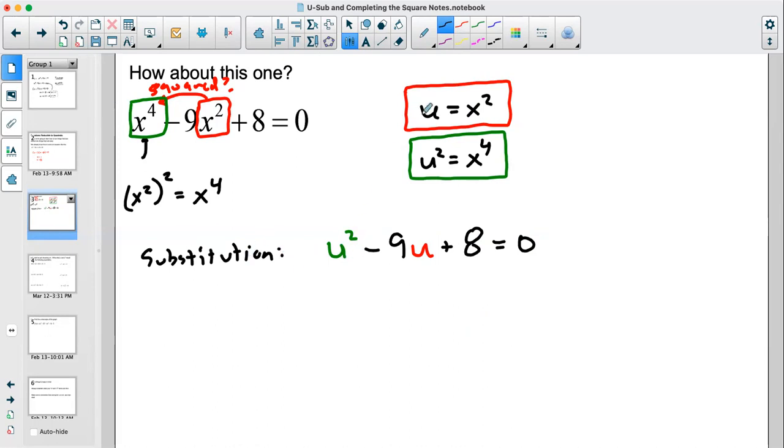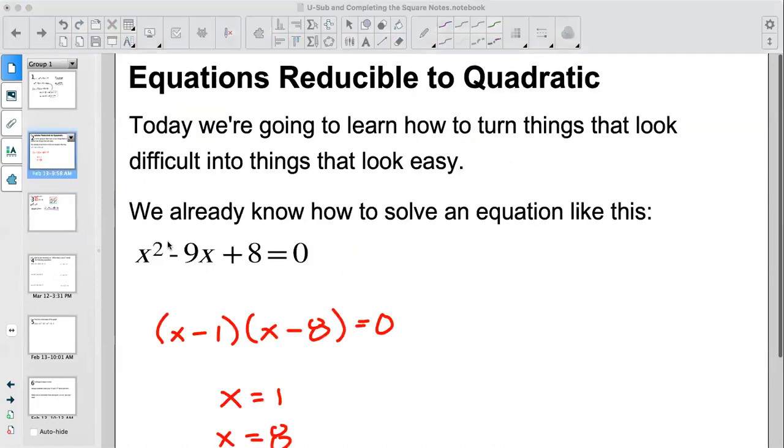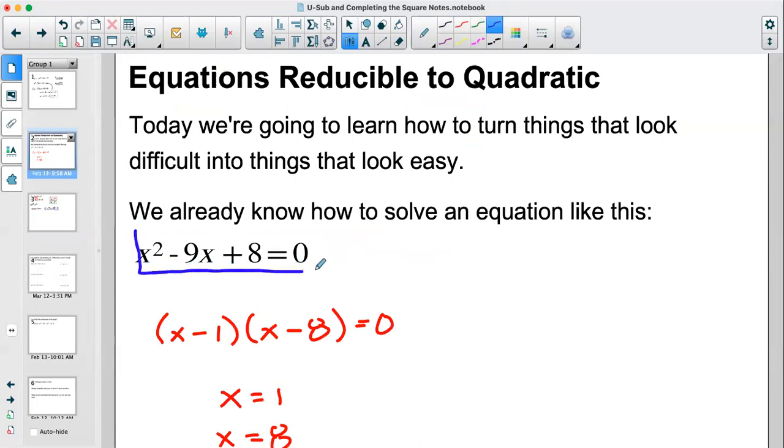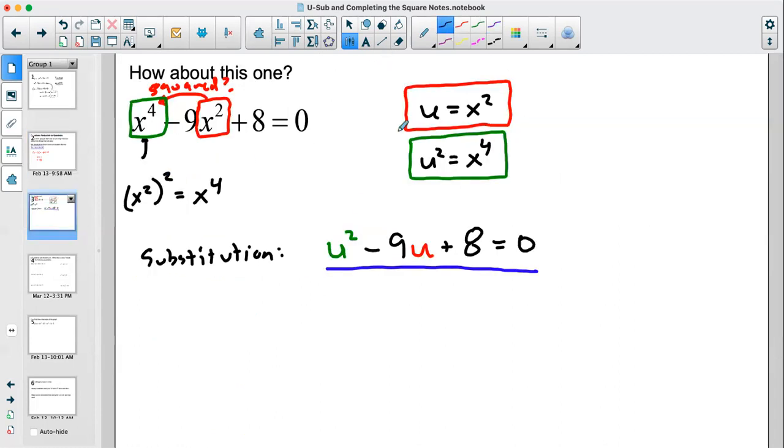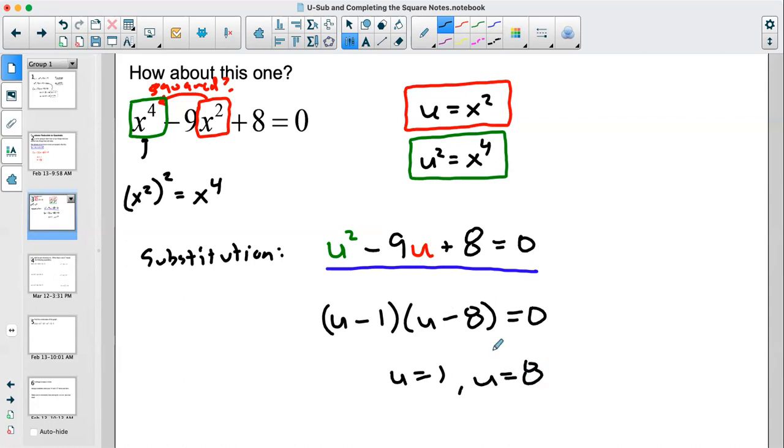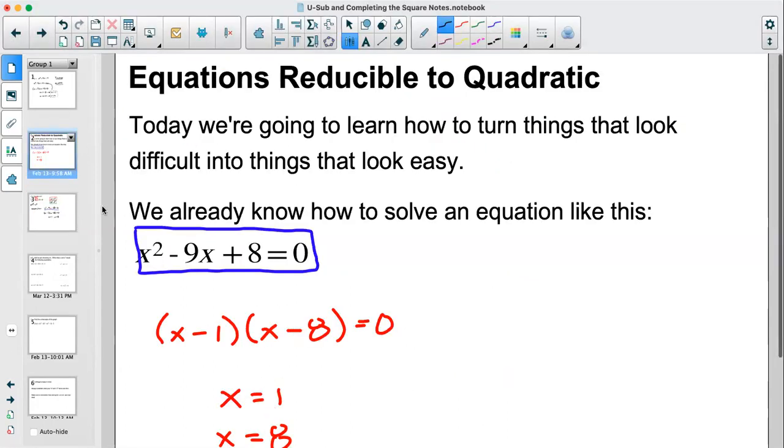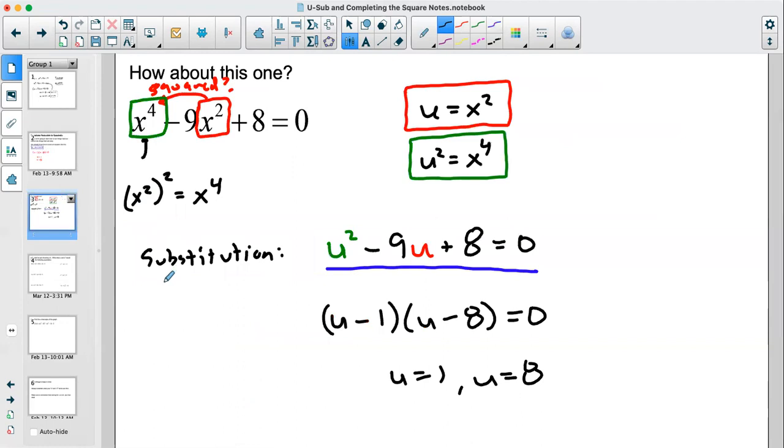And now if you compare this equation, u squared minus 9u plus 8 equals 0, it looks exactly like this equation, except there's u's instead of x's, but the letter doesn't matter. So now I can go ahead and solve this thing the way I did before. u minus 1 times u minus 8 equals 0, which means u is 1 or u is 8, which again is the same answer I got up here. That's not surprising.